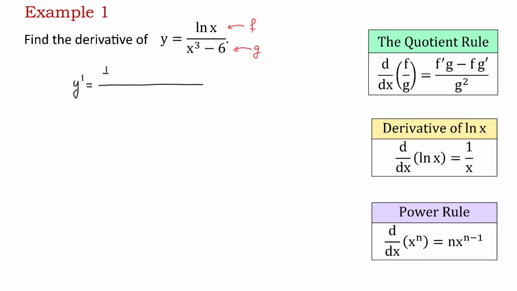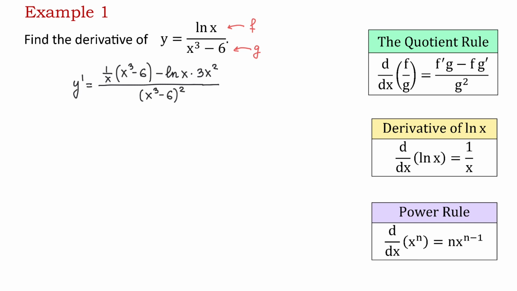So we will write 1 over x multiplied by the denominator x cubed minus 6 minus, and now we write the numerator multiplied by the derivative of the denominator. And the derivative of x cubed according to the power rule is 3x squared, and the derivative of negative 6 is 0. So we will multiply by 3x squared. And in the denominator, we will write g squared, which is x cubed minus 6 squared.